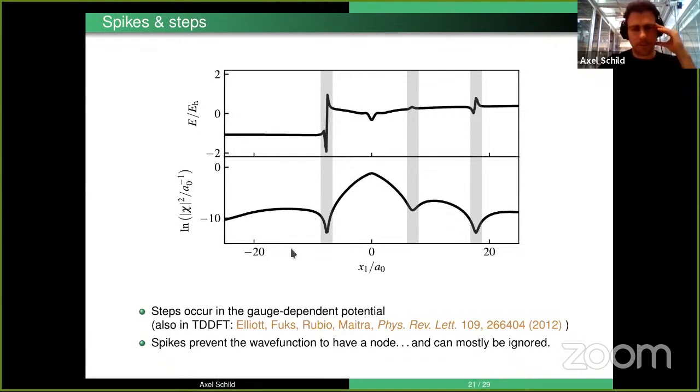These spikes actually prevent the wave function from having a node. And the trick is that we just say, well, our wave function may have a node, just like what we usually expect. And then we just ignore the spikes. I would say that the spikes and the steps are not so relevant, at least the steps outside this region, outside the core region.